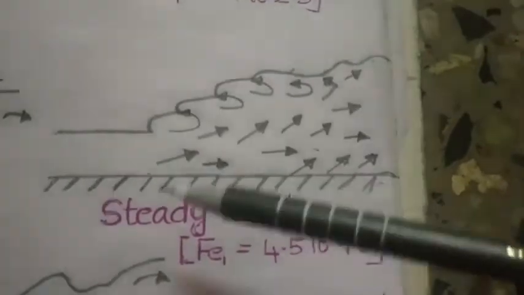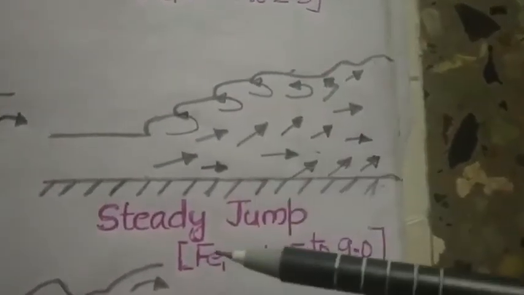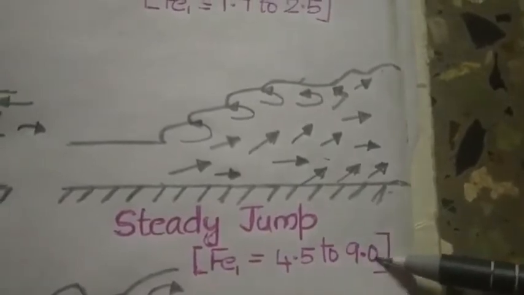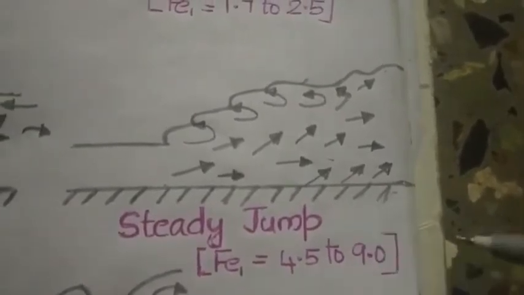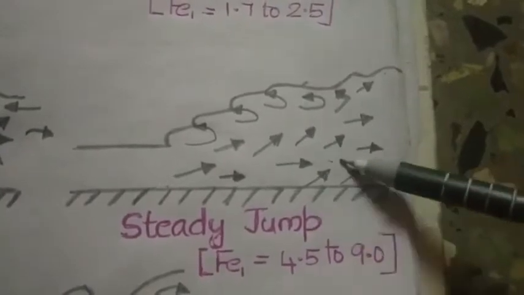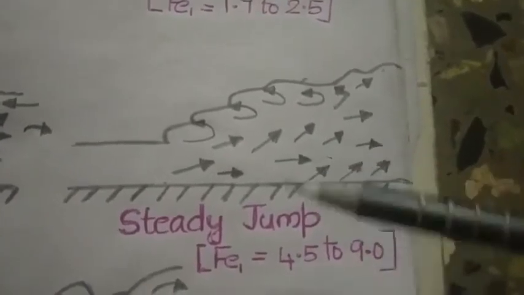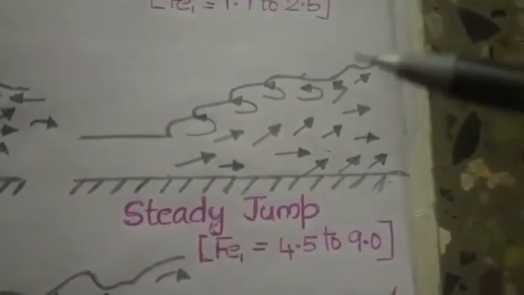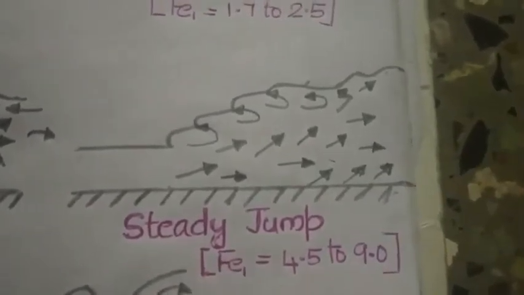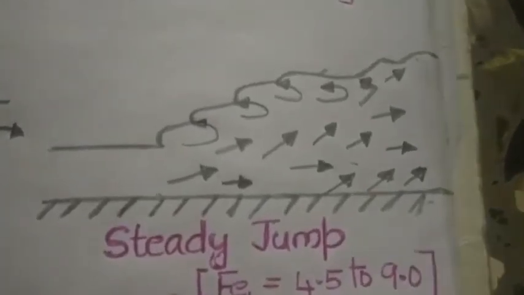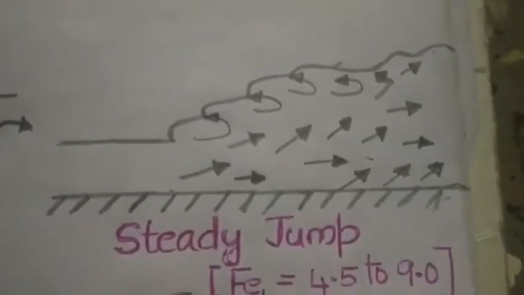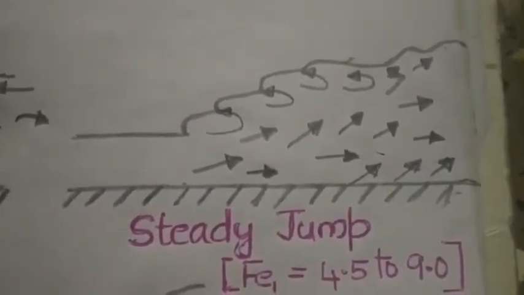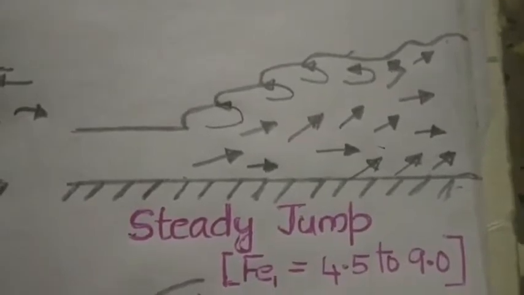So the figure shows the steady jump whose Froude number equals 4.5 to 9. So the jump formed here is stabilized jump. So it's known as the steady jump, and the energy dissipation ranges from 45 to 70%. Small rollers are also formed on the jump.